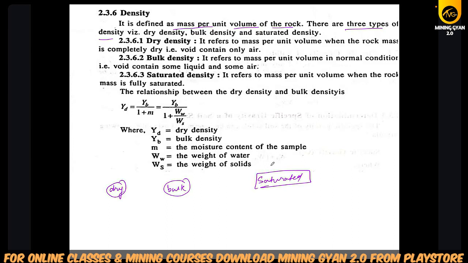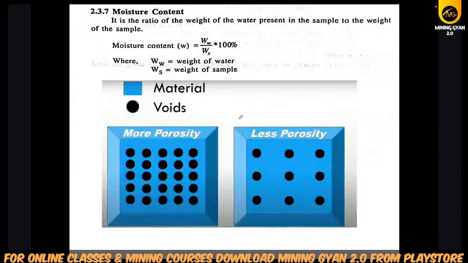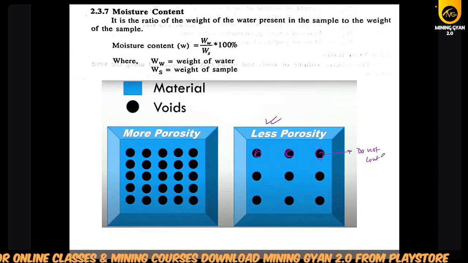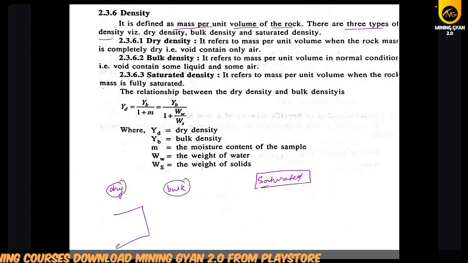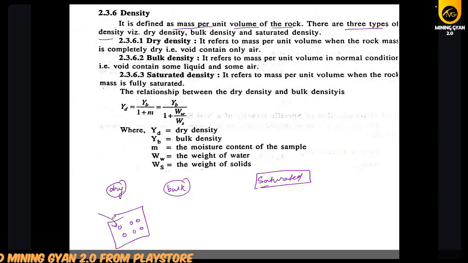So what are the differences between them? Starting with the dry density, suppose this is your block and these are the voids. If these pores or voids do not contain water, then the dry density will be mass per unit volume.